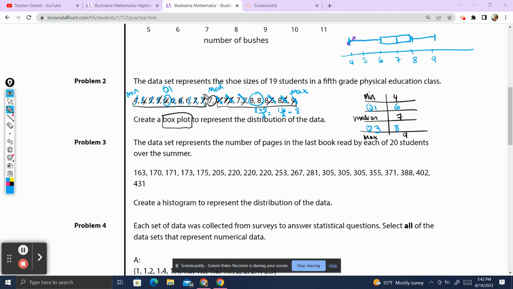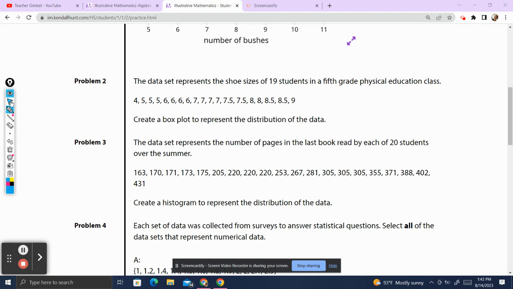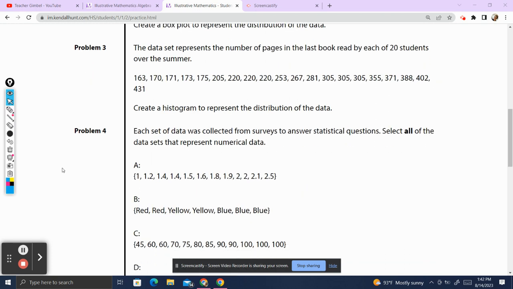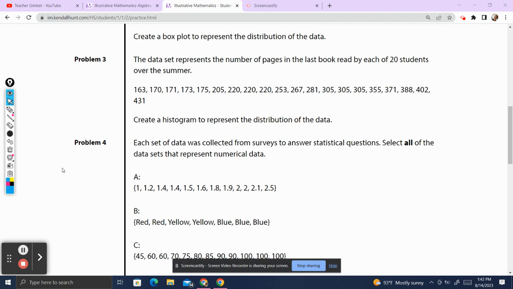Feel free to pause this video here if you need to spend a little bit more time thinking about this concept or review what we did to get there. Let's go on to the next question. Oh my goodness, there are a lot of graphs in this problem set.